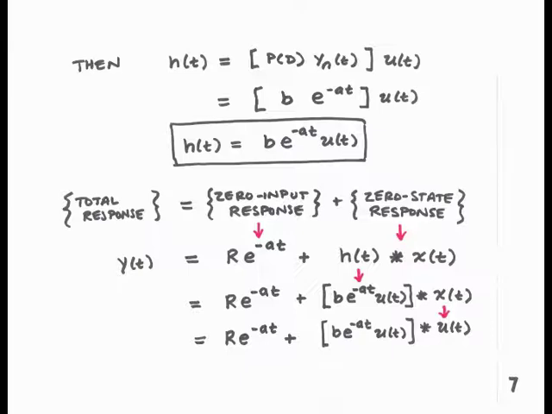Now when I write the zero input response as r e to the minus at, you notice I don't have a u of t there, and that's because it's understood that this response is for time only greater than 0 minus. It's best if we explicitly note it in writing next to the expression that t should be greater than 0 minus.